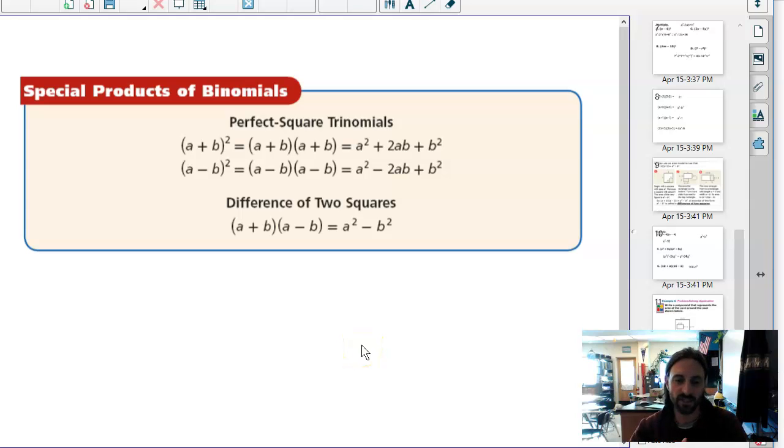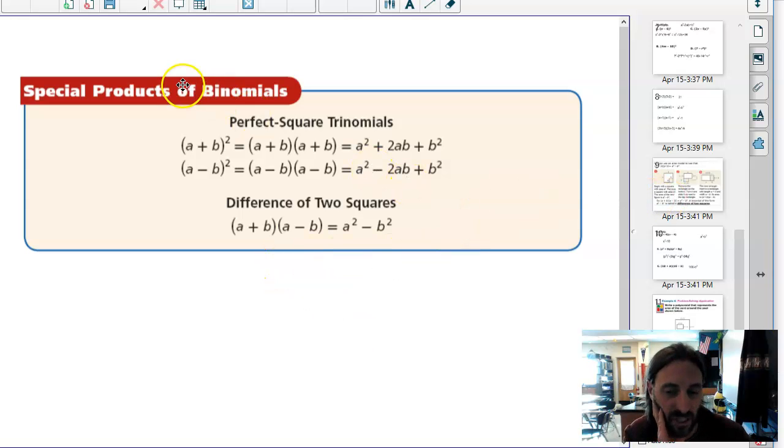What I hope you've done in this lesson, and I'm just over 8 minutes, is you've written down these rules. The first one are perfect square trinomials, in the first case where the terms are being added together. The second is where they're being subtracted. And then the last one is the difference of two squares. So it's not exactly the same, but they have the same terms. One's addition and one's subtraction.